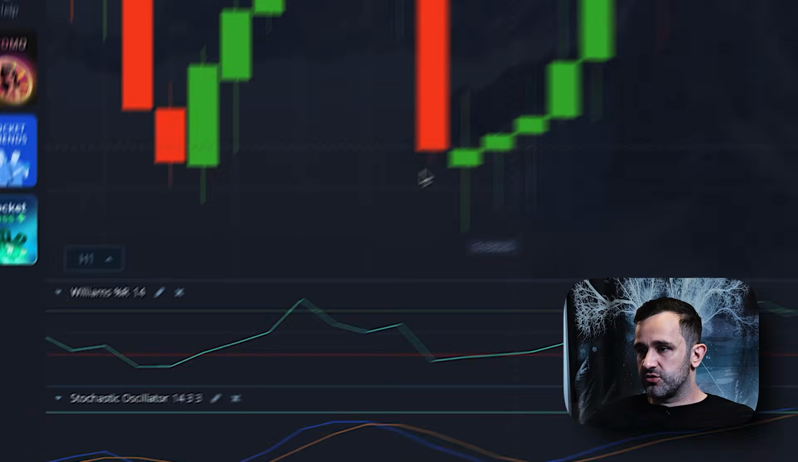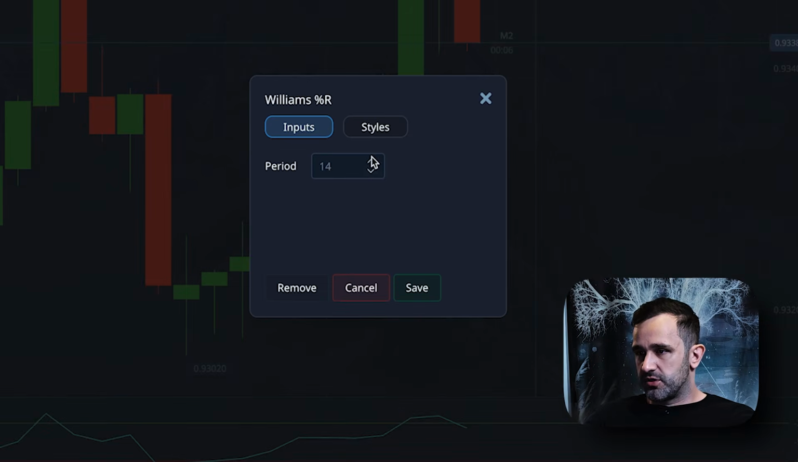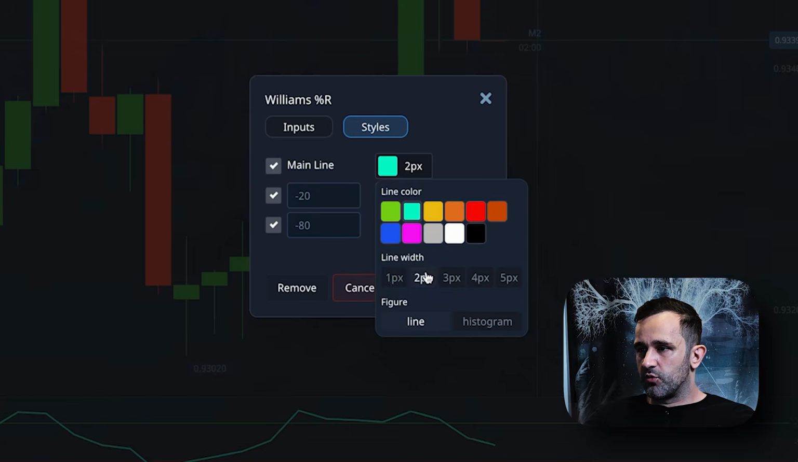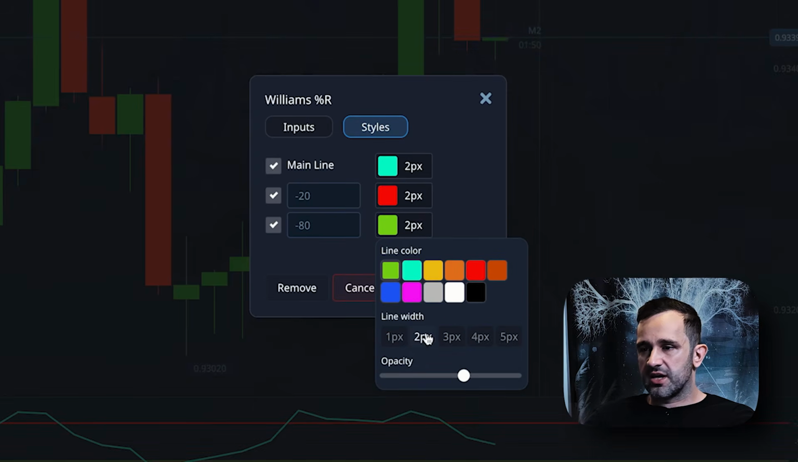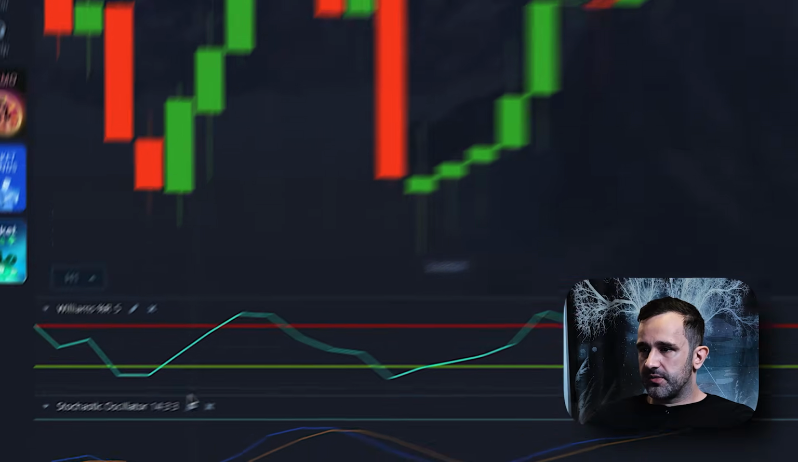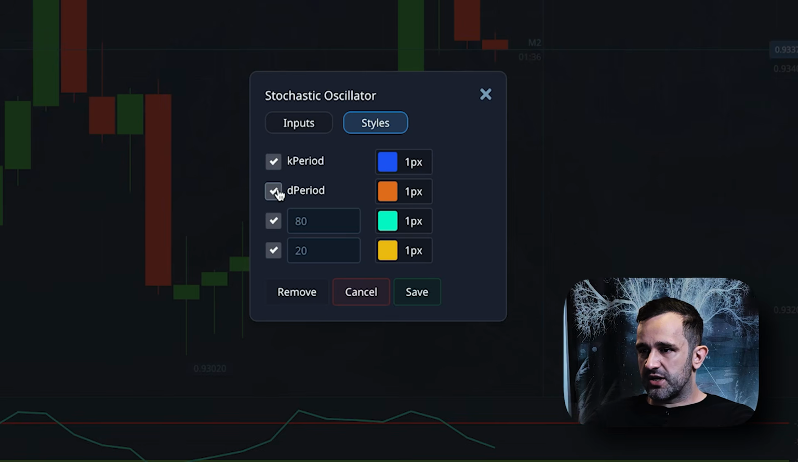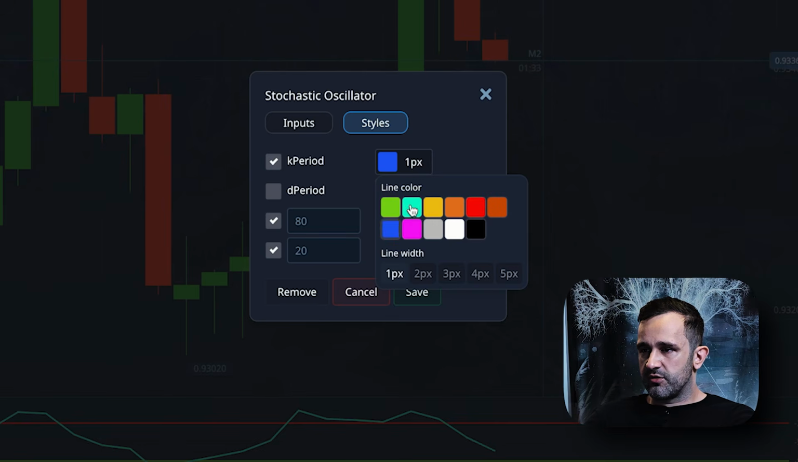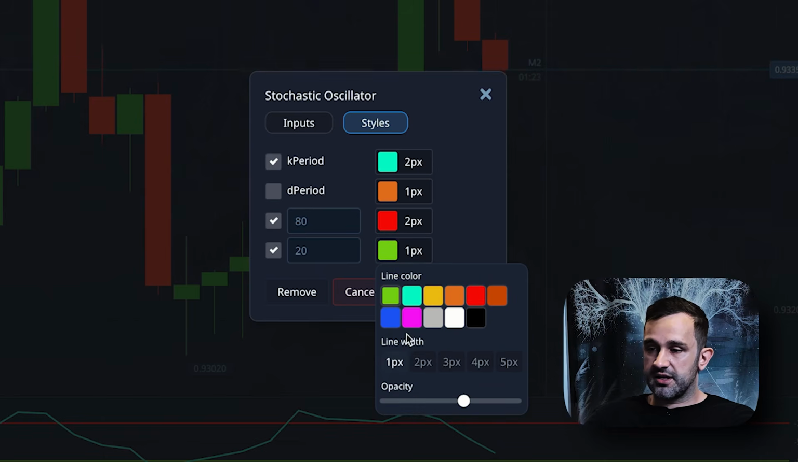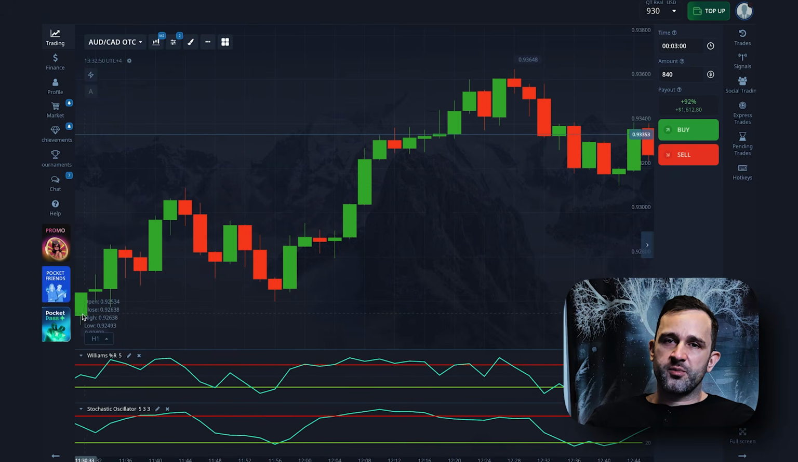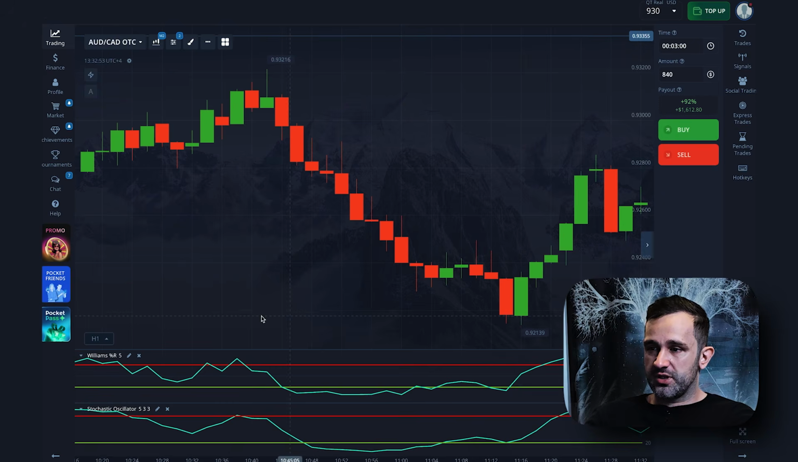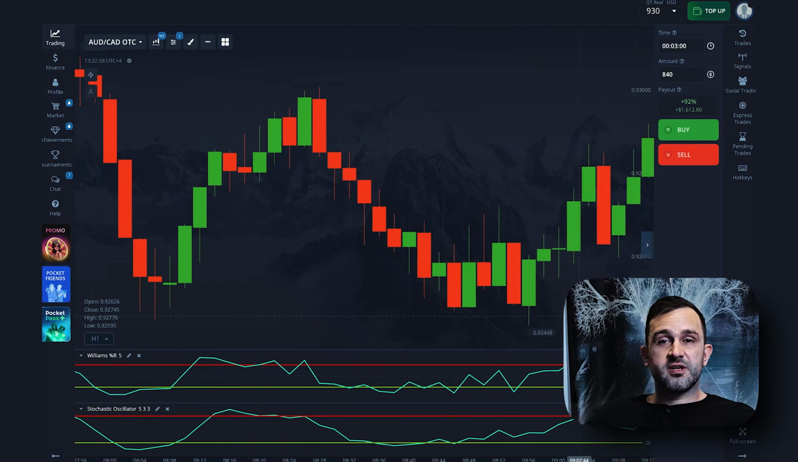Now, first Williams. It's used to identify overbought and oversold conditions. I set the period to 5, which makes the indicator fast and sensitive to market changes. For style, I make the main line more vivid and highlight the overbought and oversold zones like this. Done. Now Stochastic. It's used to find potential reversal points or weakening of the current move. Here I only change the K period to 5, making it fast and responsive to price changes. For style, I remove the D period and set the overbought and oversold zone the same as in the first indicator. Done. Together, they show the degree of market overheating and changes in momentum within the price range, helping to more precisely identify moments when the move starts to weaken and price may reverse or make a correction.